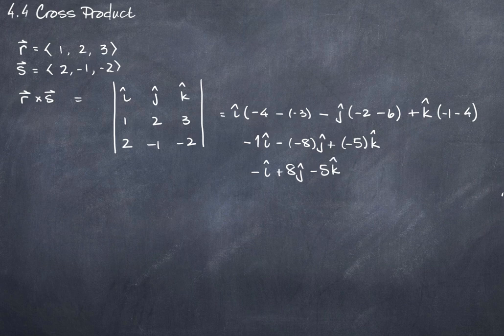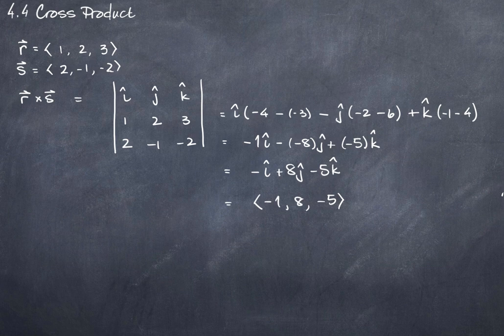Now that is the vector that is a result of crossing R with S. That is R cross S. It's a new vector. But depending on how your problem was originally written, I was given these two vectors in this form, it might be best practice to change that form. So I'm going to rewrite this as negative 1, 8, negative 5. And the reason for that is because this form now matches the form that the problem was given in.